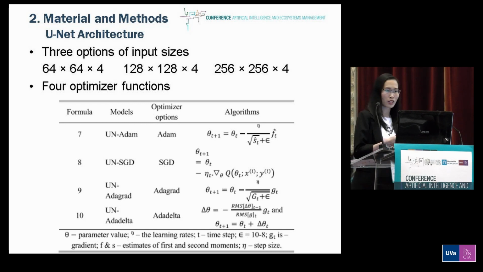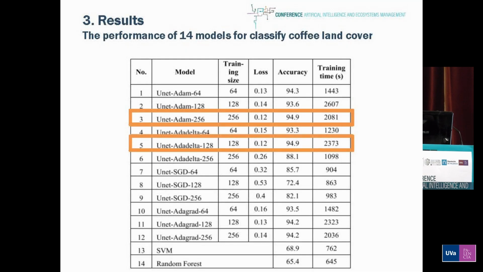So now we will see what we obtained. I list here the performance of our 14 models for classifying coffee land covers. You can see in the table we list 12 models of UNet architecture and 2 models of machine learning. They are SVM and random forest. And we list here the training size, the loss, the accuracy, and also the training time. We can see that all the deep learning models are better than the machine learning models. It can be explained that the convolutional architecture, especially UNet, is designed to solve problems related to image processing, so it can capture the image features. So maybe it's slightly better than the machine learning models.